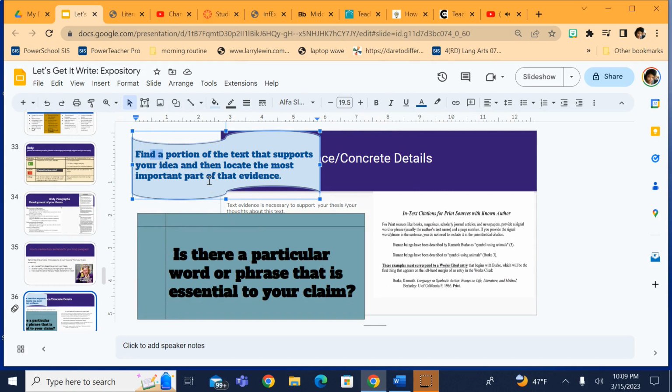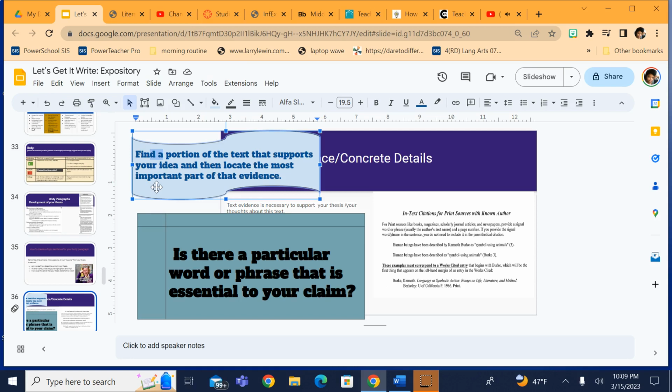So, here's what you're going to have to remember. You're going to find a portion of the text that supports your ideas, and then you're going to locate the most important part of that evidence. So go back into the text and see if that piece of text thoroughly supports your idea. Sometimes you may see a word or a phrase from within that piece of evidence that is the most important part of that evidence. You can use that. Also, is there a particular word or phrase that is essential to your claim?